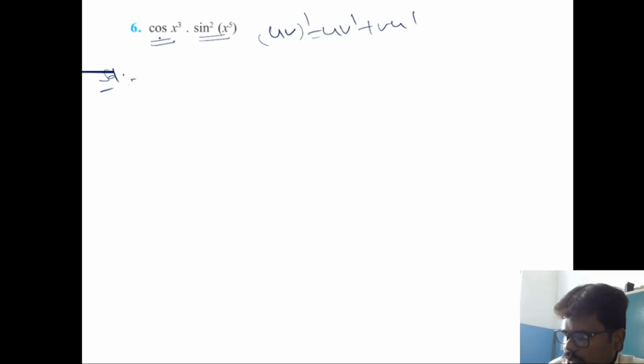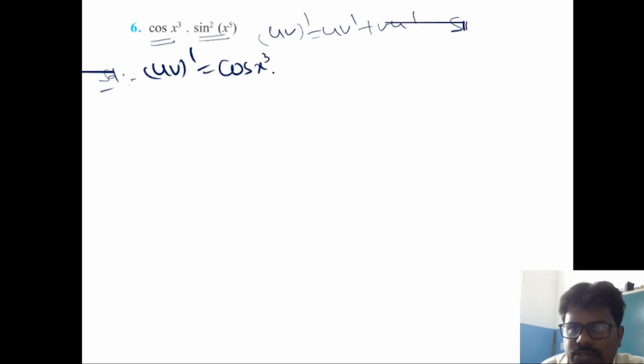So here (uv)' is equal to, first I am taking this cos x cube as u, so that we have to maintain as a constant in this step. So I am writing this cos x cube as it is. Now we have to differentiate sin square x power 5. We can write sin square x power 5 as sin x power 5 whole square.